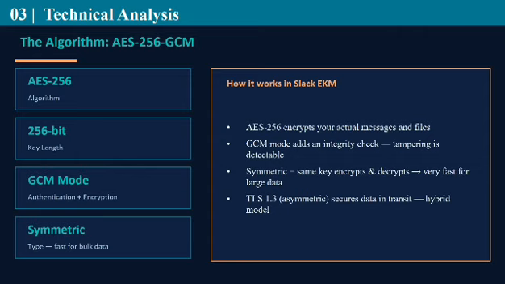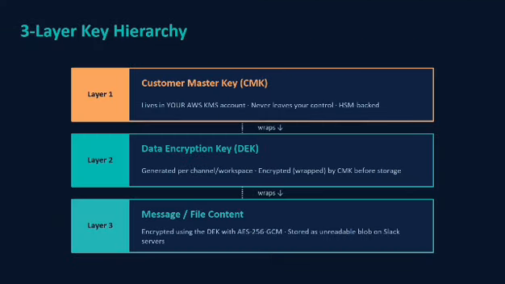So overall, Slack uses a hybrid encryption model. AES-256 is used for encrypting stored data because it is fast and efficient. TLS 1.3 is used for secure communication because it provides safe key exchange. This combination ensures strong security for every stage, both during storage and transmission. So, if any hacker tries to modify the data, even a small change can be detected immediately.